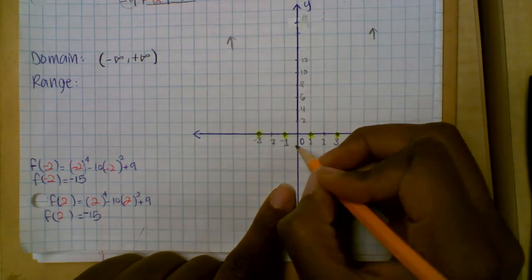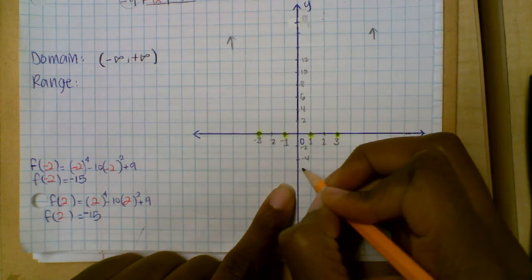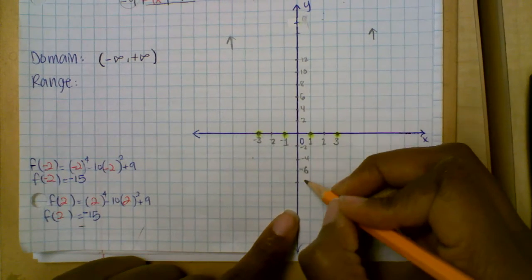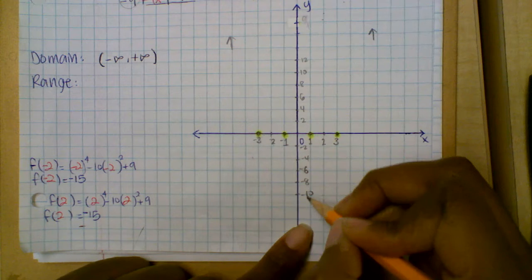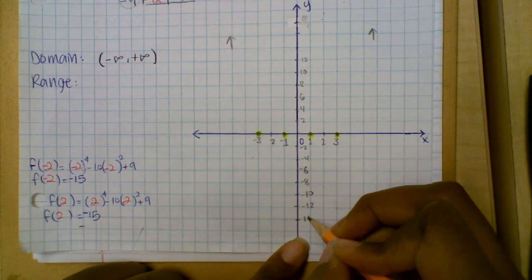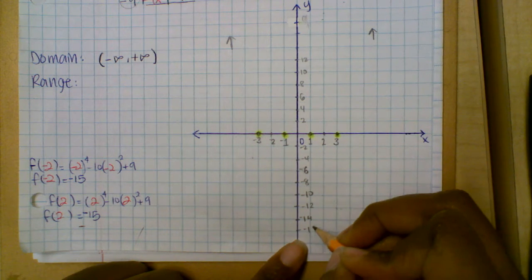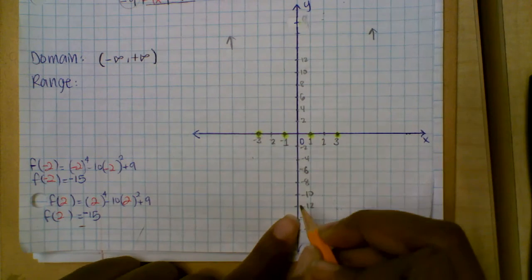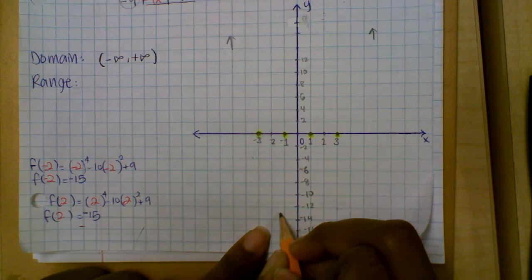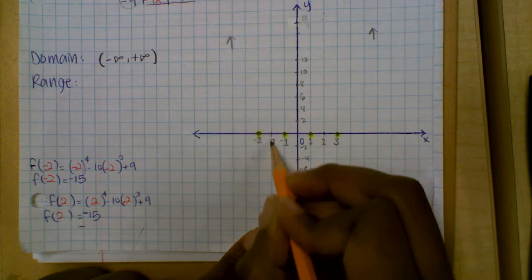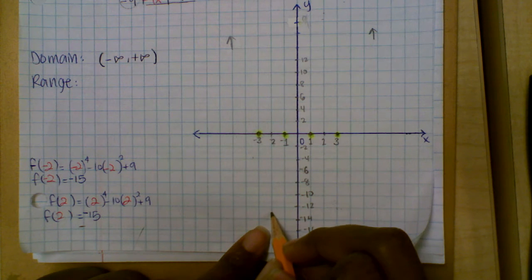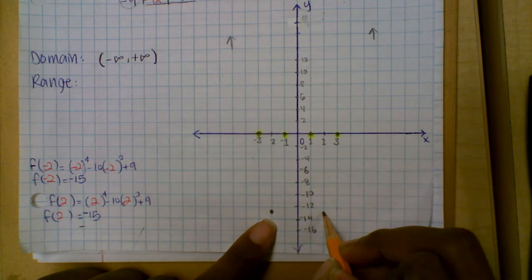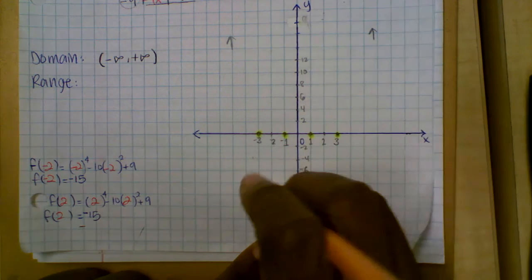So then here you get negative 2, negative 4, negative 6, negative 8, negative 10, negative 12, negative 14, and negative 16. Let me double check. 2, 4, 6, 8, 10, 12, 14, 16. So negative 15 is going to be right here. So when x equals negative 2, it is going to be right here. It's going to be the same also for f of 2, which is also negative 15. Oops, it should be right below.